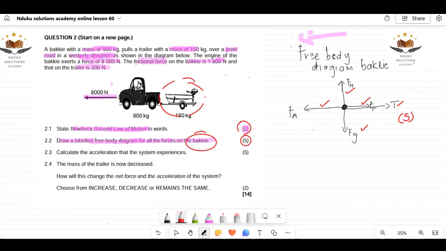And it's very important for you to get the correct free body diagram, because it's going to help you at a later stage. So this will be your tool to actually solve problems that might also arise. I hope you understand. If you have any questions, please do ask them. So that's your 2.2.